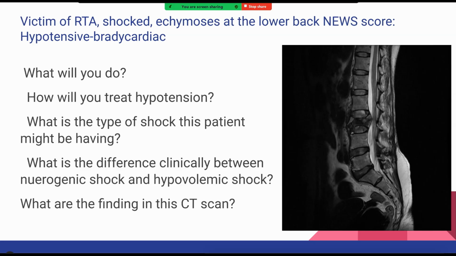Okay. So can you appreciate the findings in this CT scan? Okay, I can see this is an MRI, a longitudinal view of MRI that shows fracture of the L3 lumbar vertebra, the body of L3 lumbar vertebra with posterior and anterior displacement. A comminuted fracture for that matter, with compression of the spinal segment, or rather the compression of spinal nerves at the segments.